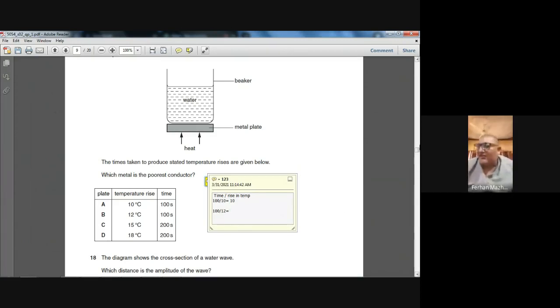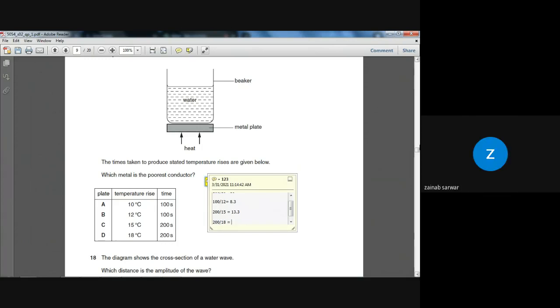Do you have a calculator? 100 divided by 12, give me the answer. 8.3. Okay. The next one is 200 divided by 15. Get me the answer. 13.3. Okay. And the last one is 200 divided by 18. So let's see what's the answer. 11.1.